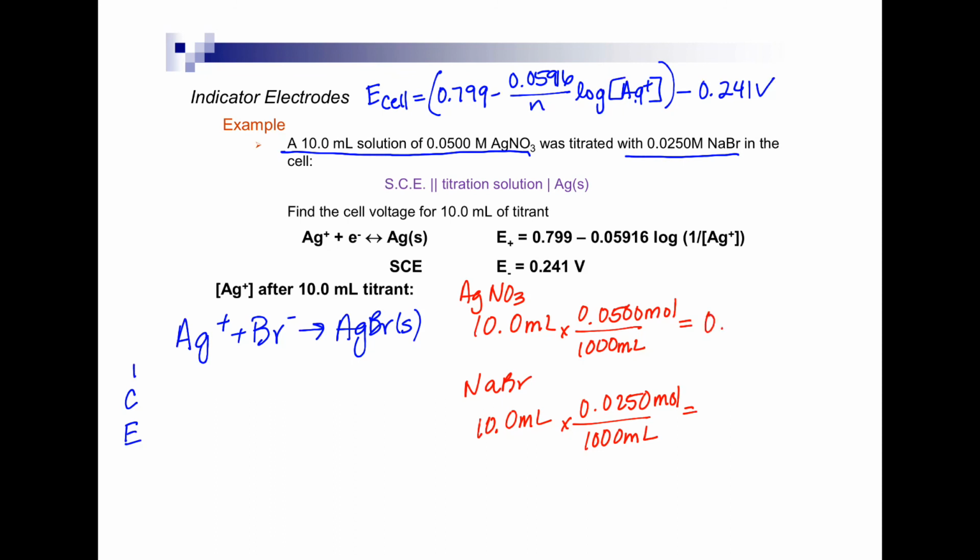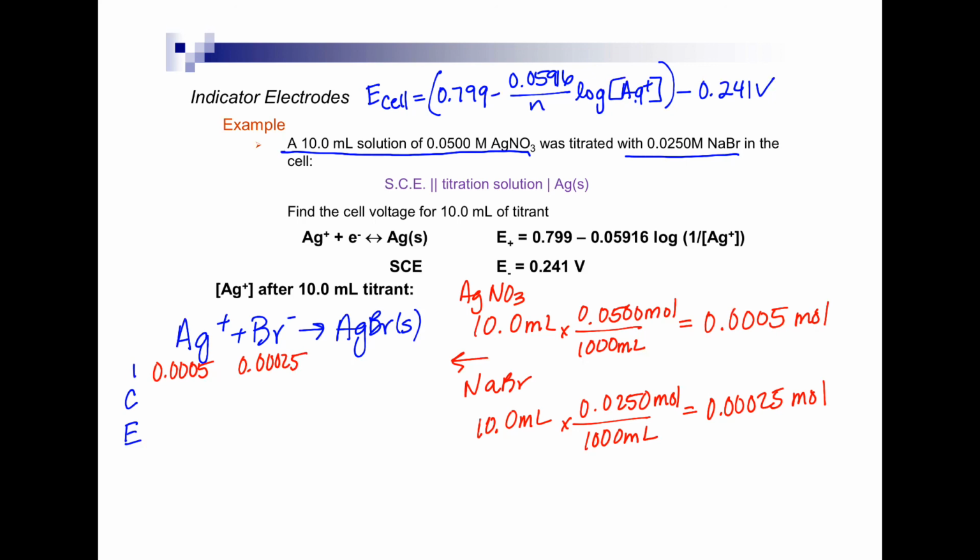For my first one, I got 0.005 moles. And for my second one, I got 0.00025 moles. All right, so I'm going to take that information and put it over into my ice table, what I'm starting with. Okay, so that's what I'm starting with.